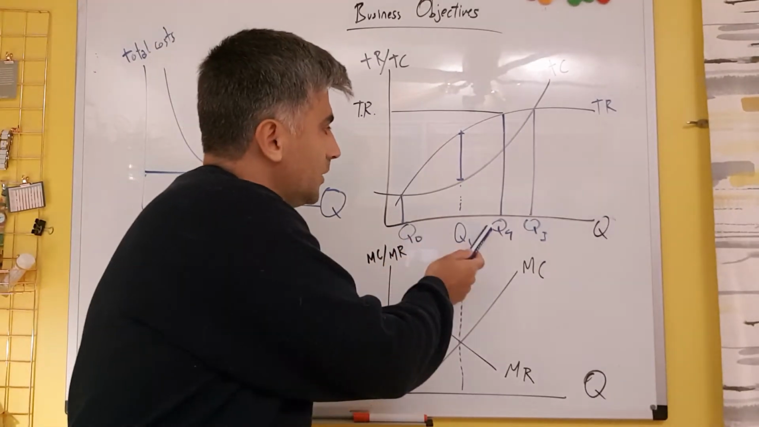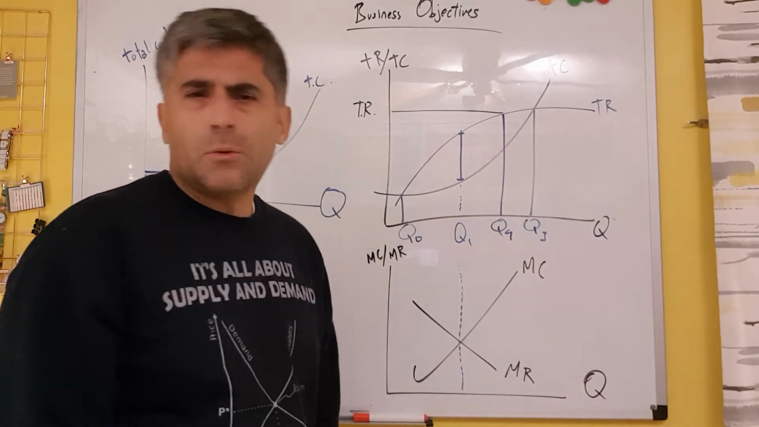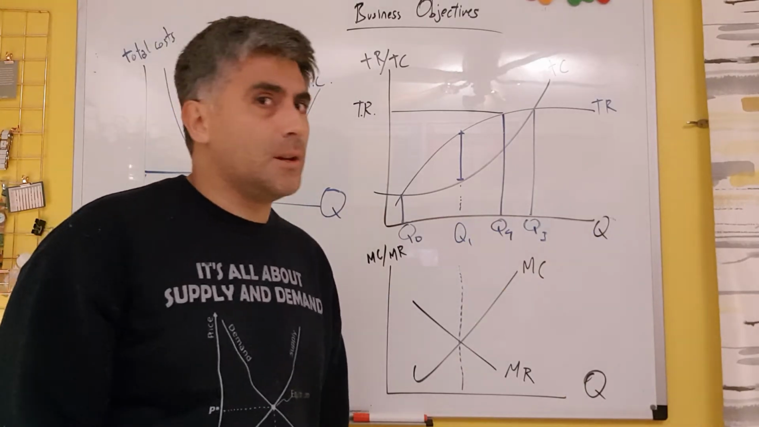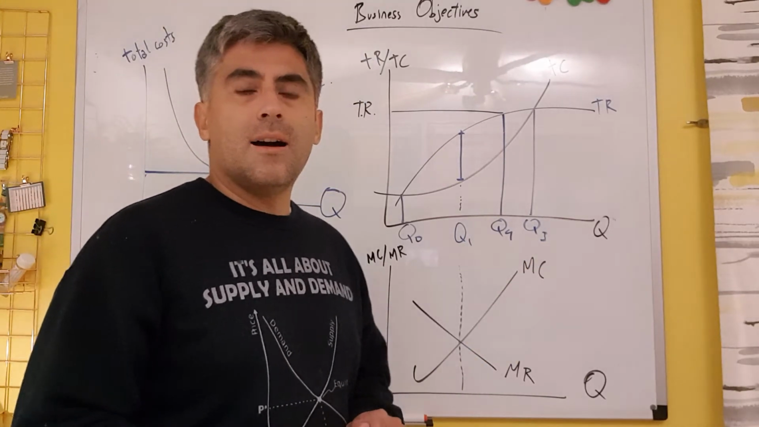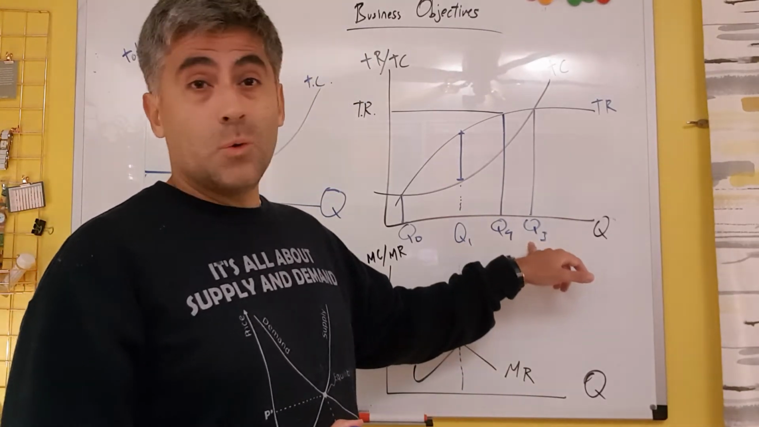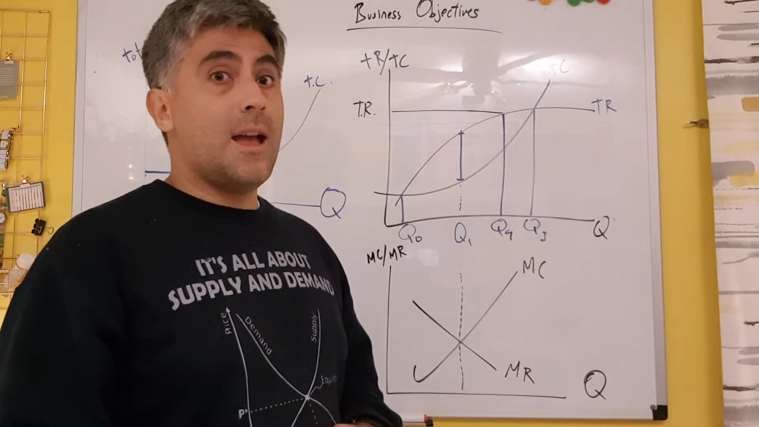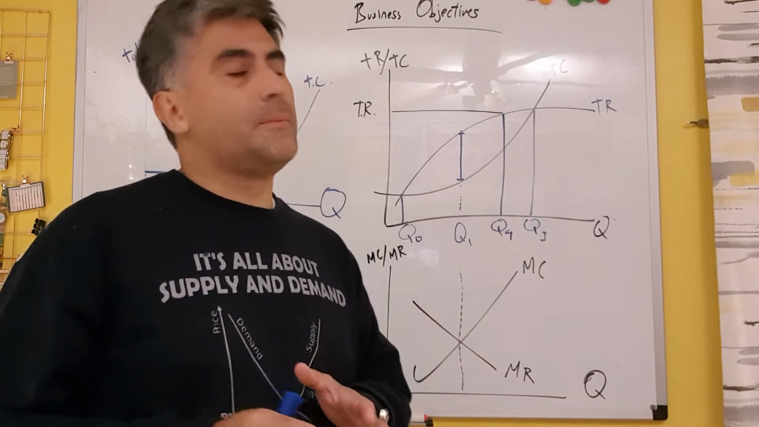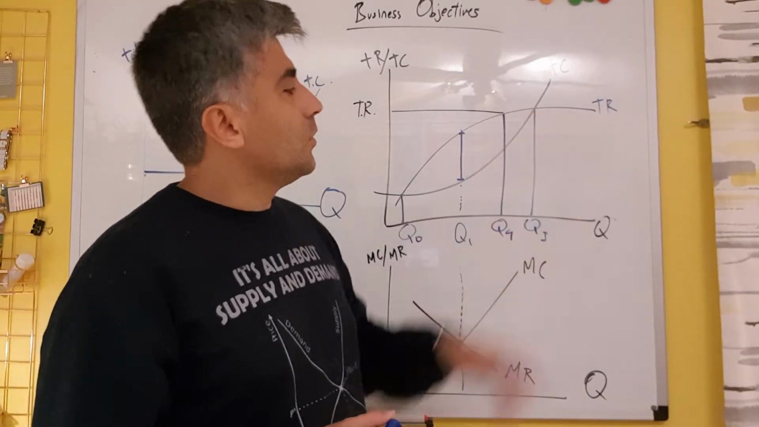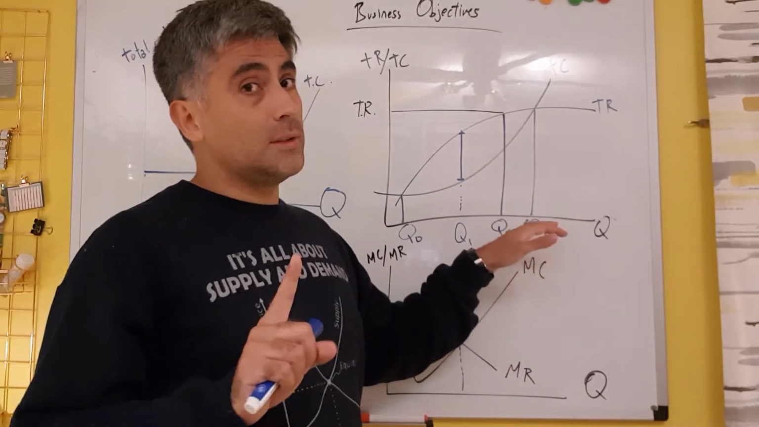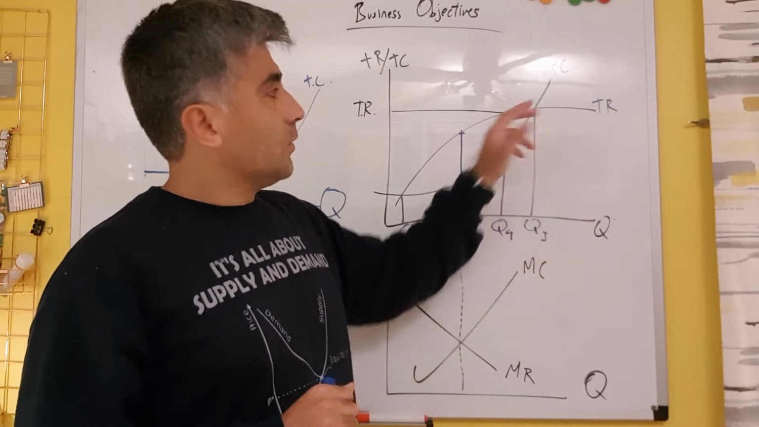We have this Q4, Q3. You're wondering, what are those? Or maybe not, but I'll tell you anyway. So Q3 is the point where you can make the most quantity and not incur losses. You can see there, it's also a break-even point. It's the point where you make the most quantity, however, without making losses.